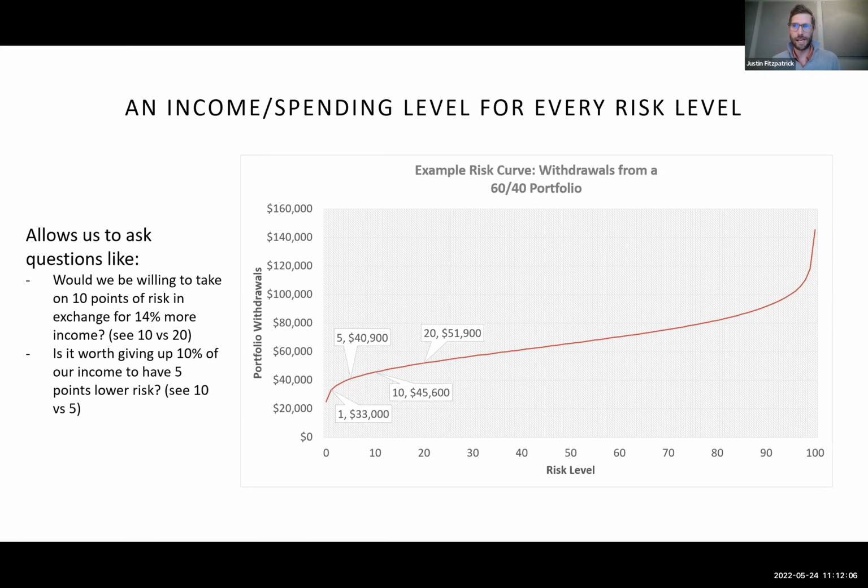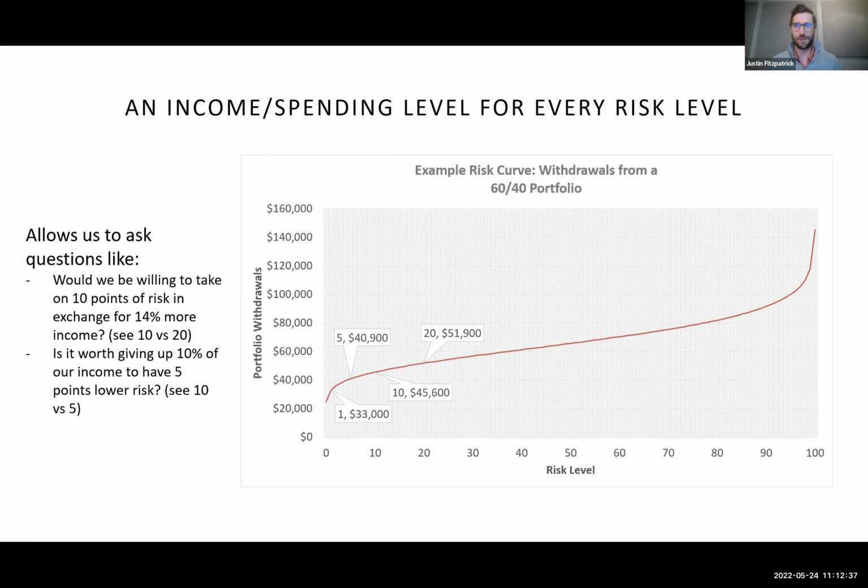But what we typically get is a picture like this. So for every risk level, again, risk being the chances that this won't be a sustainable income level, and I'll have to pull back at some point in the future to be prudent and keep risk in line, for every risk level, there's an income. And so we can see that this is the range of possible incomes within this particular analysis for this household.